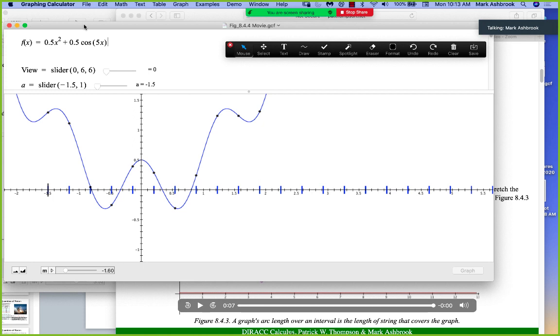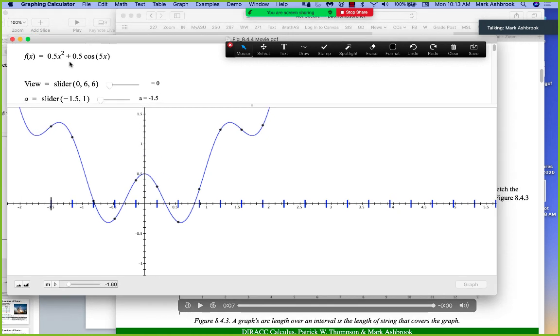Okay, so here's a function. It's a quadratic plus a cosine function, and I've broken it up into intervals. Watch what we're going to do. We let x increase through those intervals, and as we do that, we send off a tangent segment. We pick off the slope of the curve at the left side and maintain that slope. In each interval, we have a constant slope.